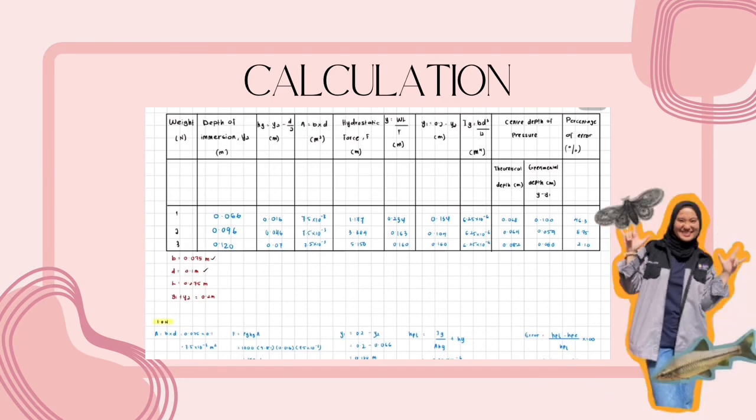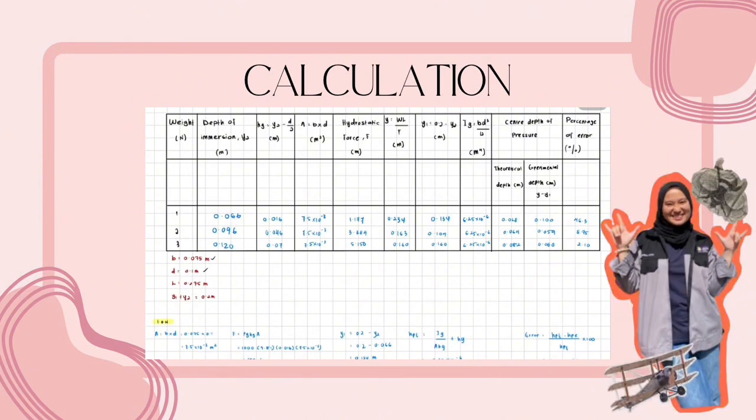So this is the table of the result and analysis data. We have taken the 3 readings, which are 1 Newton, 2 Newton, and 3 Newton. The results for depth of immersion are 0.066, 0.096, and 0.12.